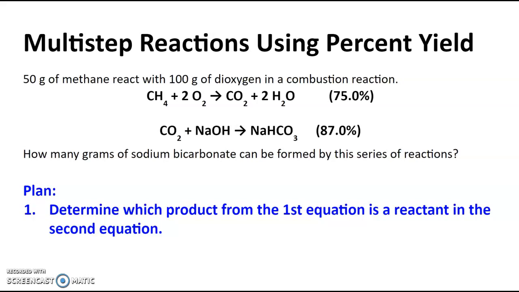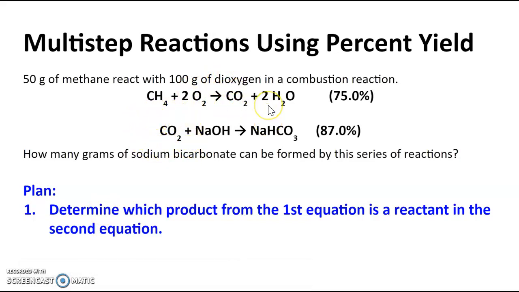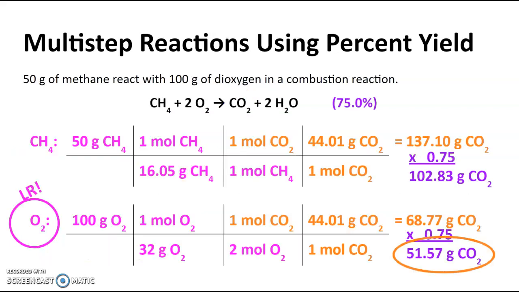In this case, carbon dioxide is used in the second step and is created in the first step. So our carbon dioxide is the product that we need to be looking at in the first reaction. So we'll find the limiting reactant and determine how much CO2 can be made by the first reaction. Hopefully by now you guys are feeling pretty comfortable with that.